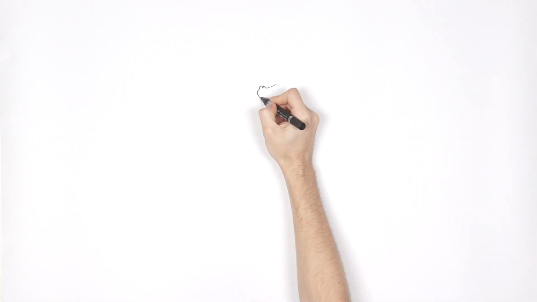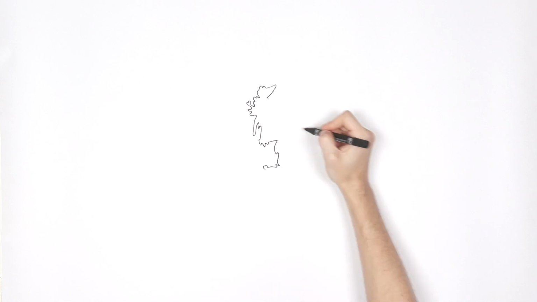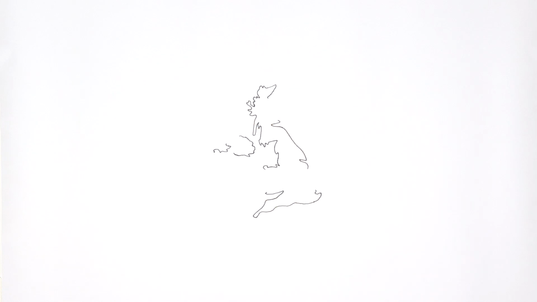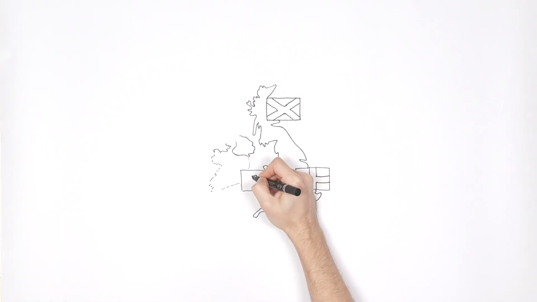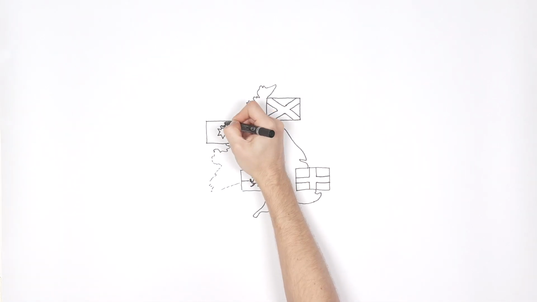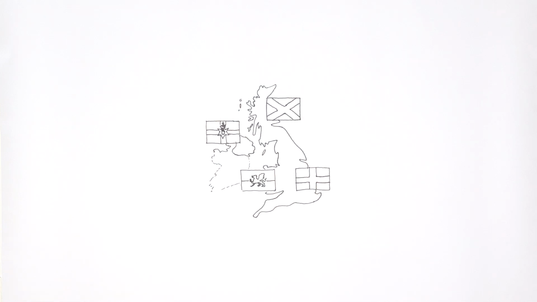The official name of the UK is the United Kingdom of Great Britain and Northern Ireland, and it is made up of England, Scotland, Wales, and Northern Ireland. The capital of the UK is London. Great Britain is formed of England, Scotland, and Wales.